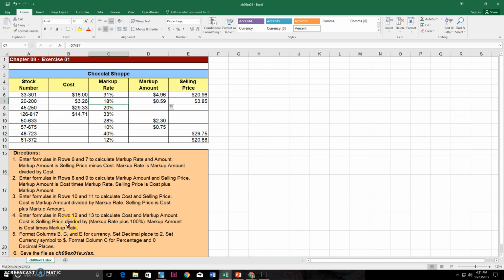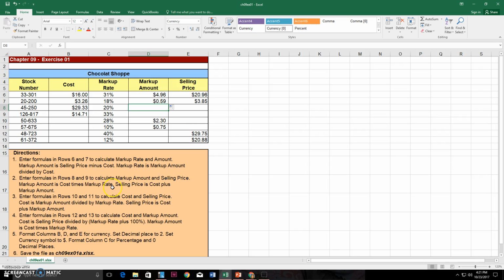So it's the same type of process. The best way to practice these is to try them before looking down and seeing if you have them correct. So let's move on to number 2: enter formulas in rows 8 and 9 to calculate markup amount and selling price.